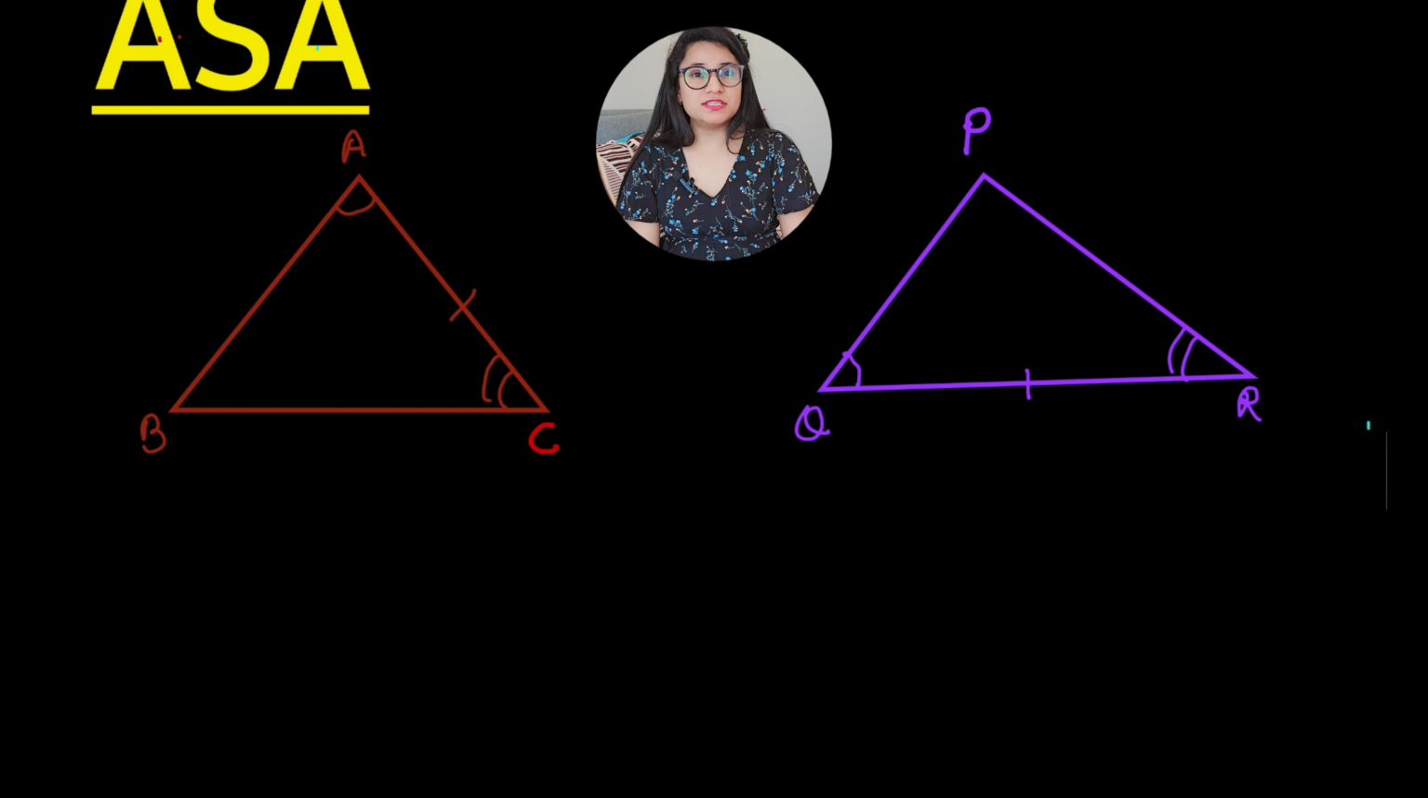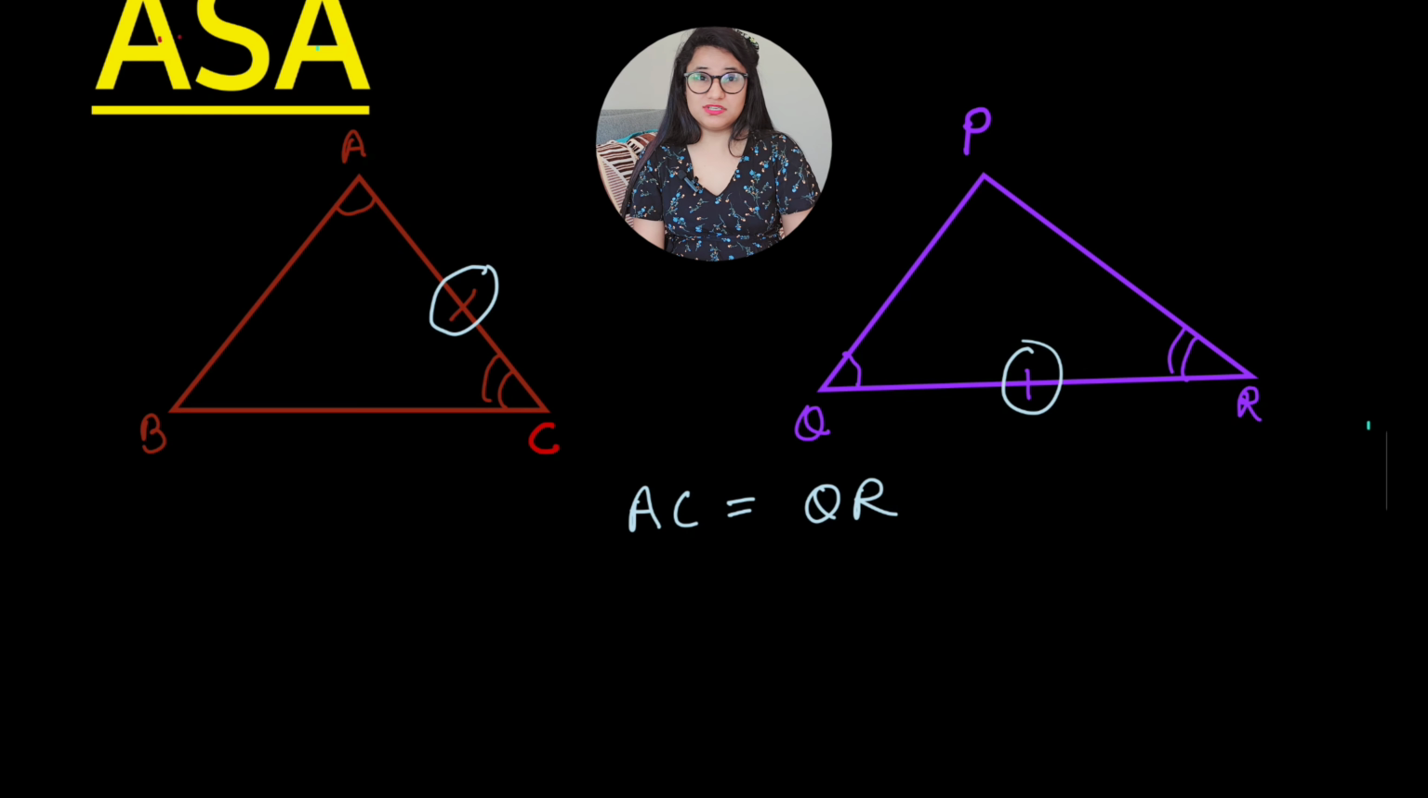ASA, that means the two angles and the side between them. Remember, in this type of question, the side should always be between the two angles, as you can see in the figure. Now, let's jump to a figure. Here, if you see that the side AC is equal to side QR. So basically, we can write AC is equal to QR. The reason is given. I'm not writing the steps now.